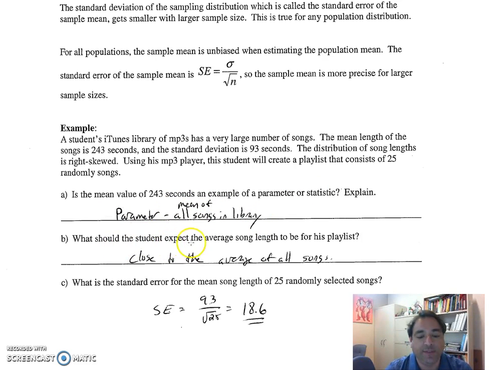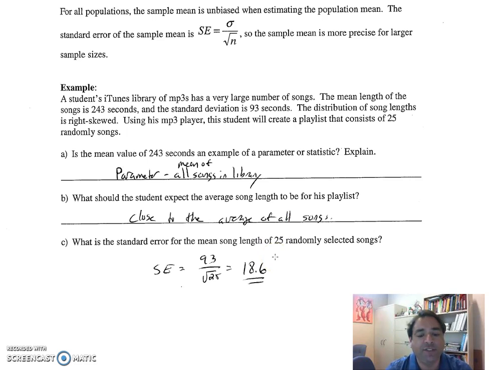What should the student expect the average song length to be for his playlist? Close to the average of all songs. And what is the standard error of 25 randomly selected songs? So because we're selecting 25, our n is 25, our standard deviation is 93, so to find our standard error, it's 93 divided by the square root of 25, which is 18.6, and you want to practice that in the calculator.